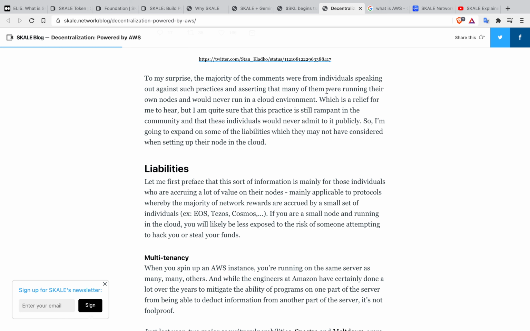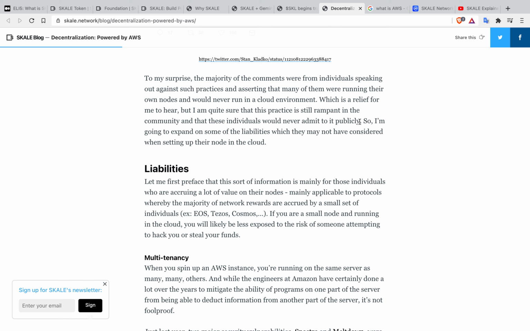So to my surprise, the majority of the comments were from individuals speaking out against these practices and asserting, and I'm reading this right here, that many of them were running their own nodes. So you think a lot of crypto organizations are running their own nodes? Think again, and would never run in a cloud environment. Again, think again, guys. Which is a relief for me to hear, but I'm quite sure that this practice is still rampant in the community, and these individuals will never admit it publicly.